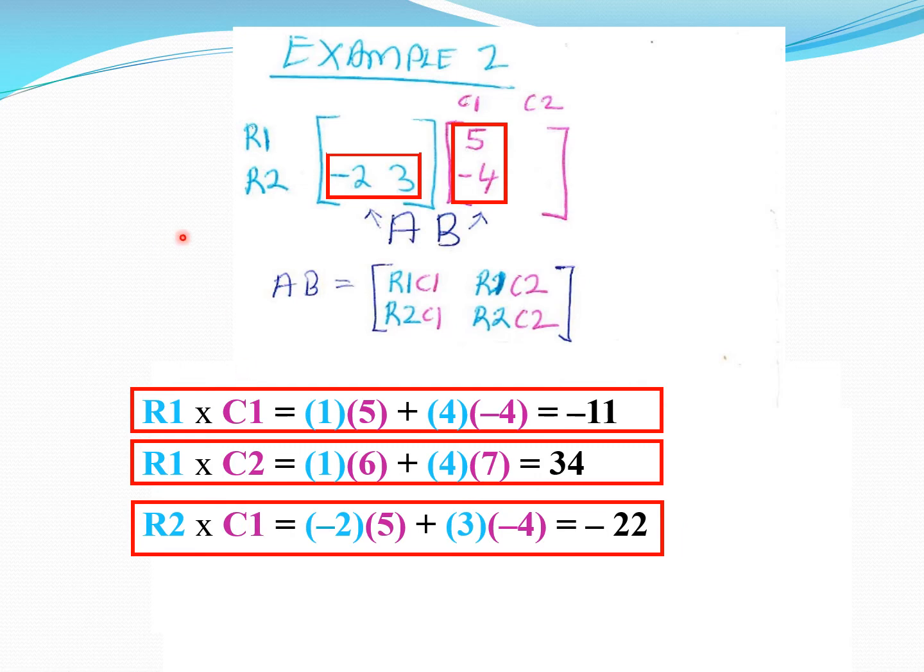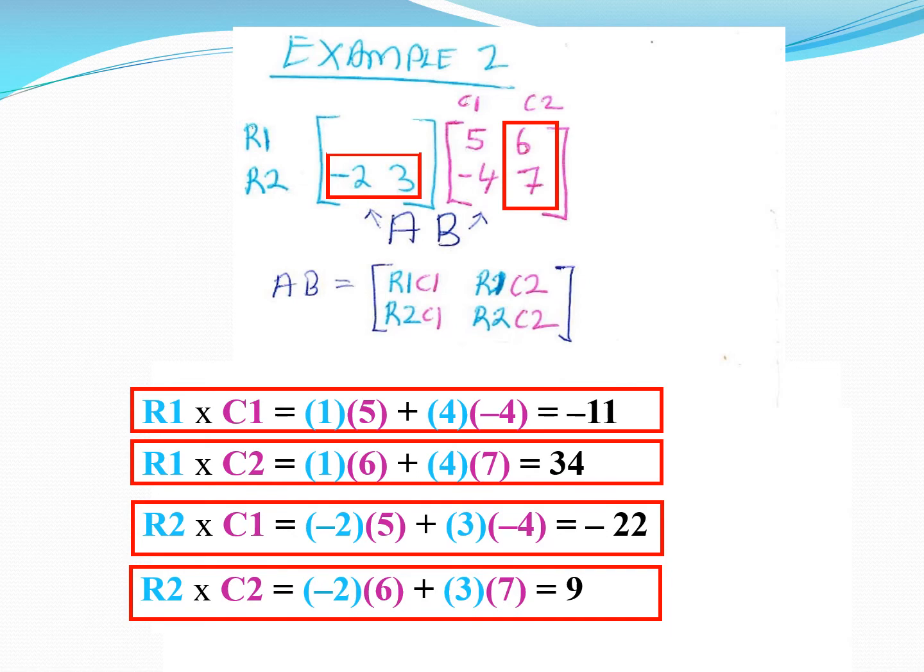Then moving down to the next level, down to row 2, likewise we do row 2 by column 1. So minus 2 by 5 and 3 by minus 4. So it's minus 10 and minus 12 gives us minus 22. And then we do row 2 by column 2. So there's row 2 by column 2. Minus 2 by 6 is minus 12. 3 by 7 is 21. Minus 12 plus 21 gives us 9.